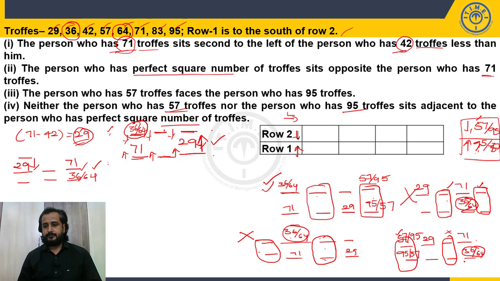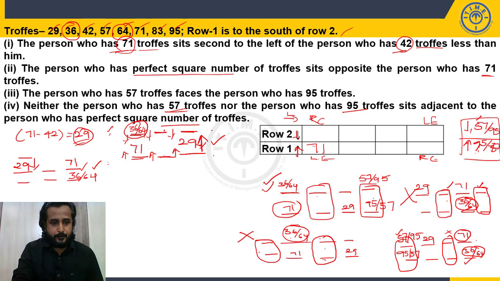2 cases. In the one case, 71 is at the left end of row 1. In the one more case, 71 is the left end of row 2. So for the people facing north, this will be left end, this will be right end. For the people who are facing row 2, for them it is left end and it is right end. So 71 is the left end of row 1 or 71 is the left end of row 2. So how many possibilities we have? 2 possibilities. Are you clear with the information? Okay. Let me erase the entire information.